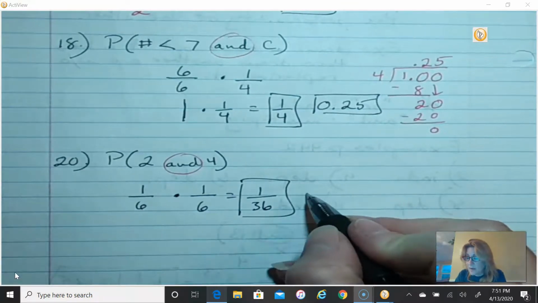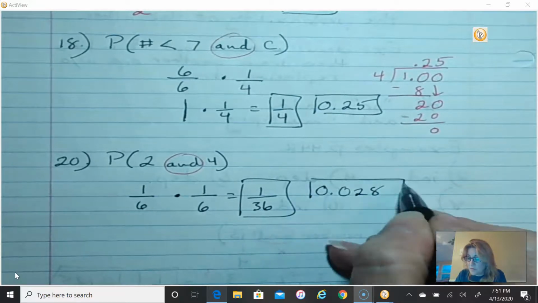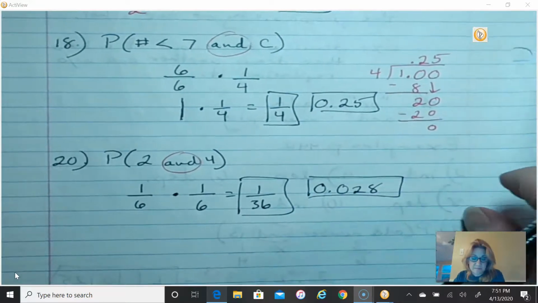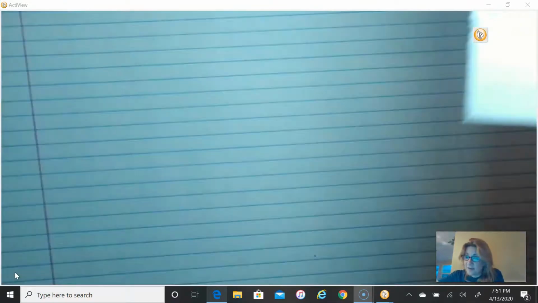Okay, and the decimal is this. I'm just trying to save y'all time. If you have any questions on finding the decimal, you better contact me and I will help you through it. 22.